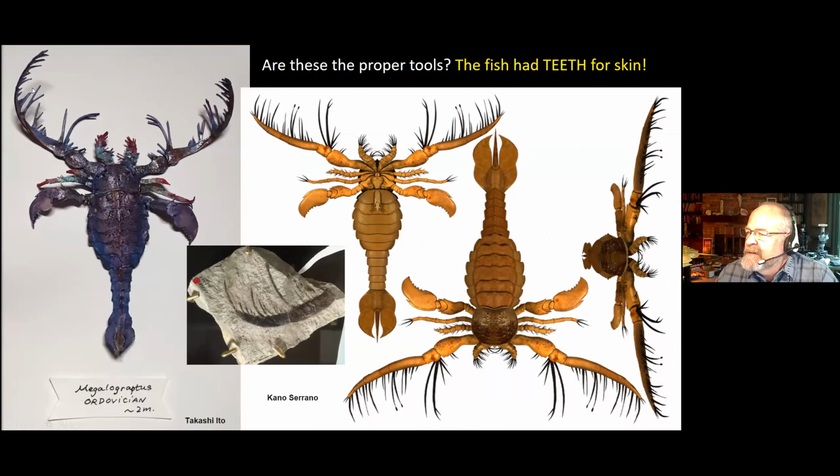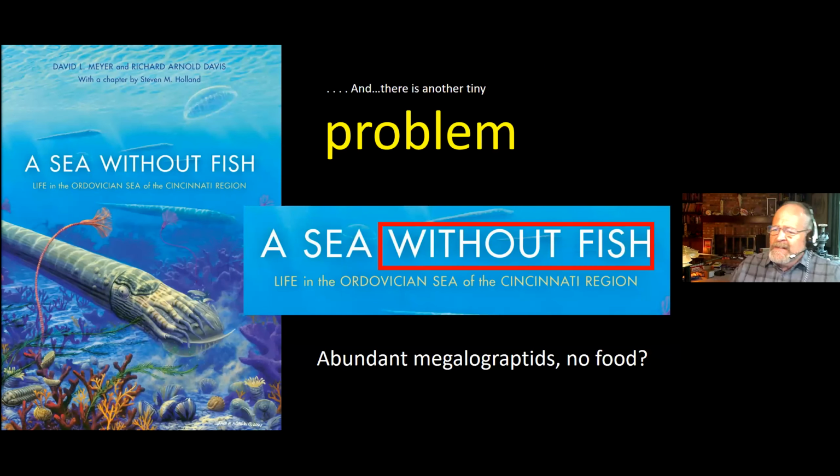I love this reconstruction by Takashi Ito, made of paper, which makes me think of just how delicate these spines might have been. These are little bitty spines coming out, and you're trying to attack something that's armored with teeth. And here's an actual fossil again showing just how delicate and thin these are. And even worse, if we look in the Cincinnati, where we have a whole bunch of these things, there's a little problem in that there were no fish. There were conodonts, but those aren't the fish that are reconstructed in these pictures. So we have abundant Megalograptids and no food. I mean, abundant as they get, right? They're scrappy and rare.